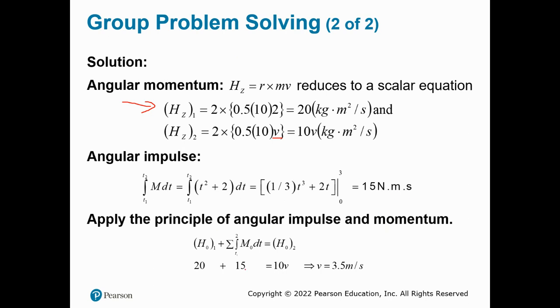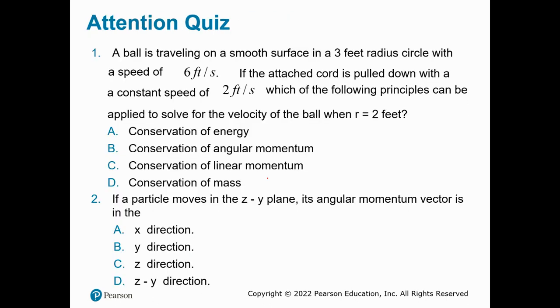When I apply the principle of angular impulse and momentum, the initial angular momentum plus the angular impulse over a period of time equals my final angular momentum. Again, one equation, one unknown, we can solve for the value of V.